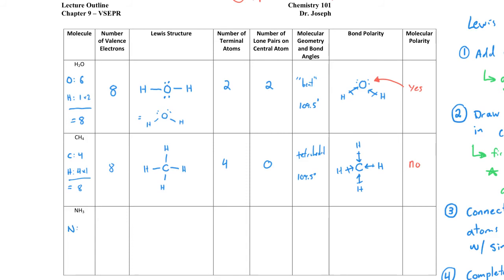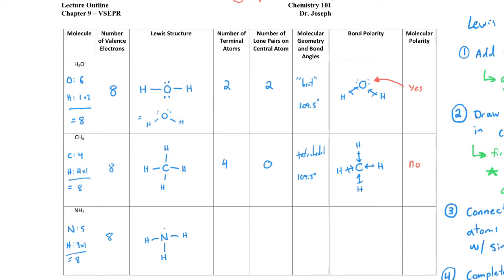Okay, so we have nitrogen, which has 5 valence electrons, and we have hydrogen, which has 1 each, and there are 3 of them. So we get a total of 8 valence electrons. Nitrogen is the central atom, so we're going to connect our terminal hydrogens to the nitrogen. And now if we stop here and look at how many electrons we've used, we see 3 bonds, and each bond has 2 electrons in it. So we've used 6 electrons. We still have 2 more electrons to place.